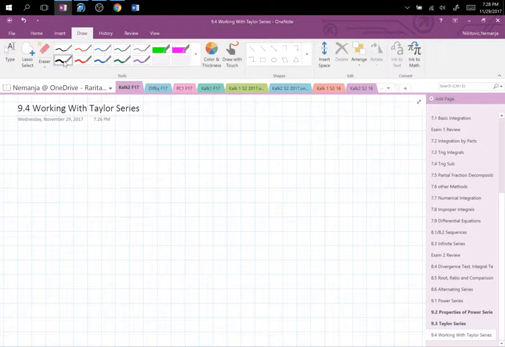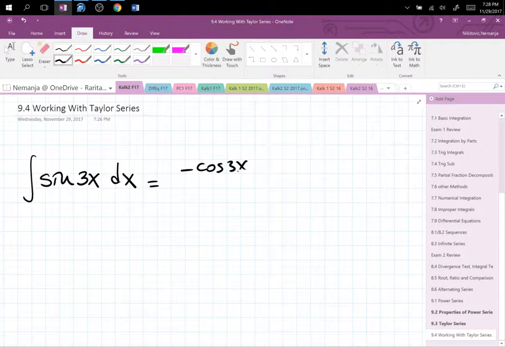So what I'm going to do is consider sine of 3x. And let's say that I want to integrate that. Well, we all know the formula for it. The integral of sine is negative cosine 3x. We have to divide by 3. We put plus c and we walk away. No coffee.